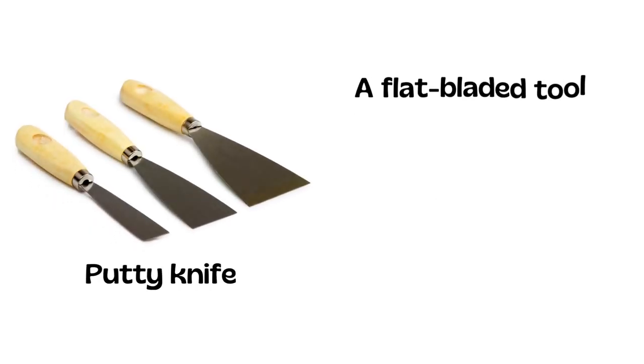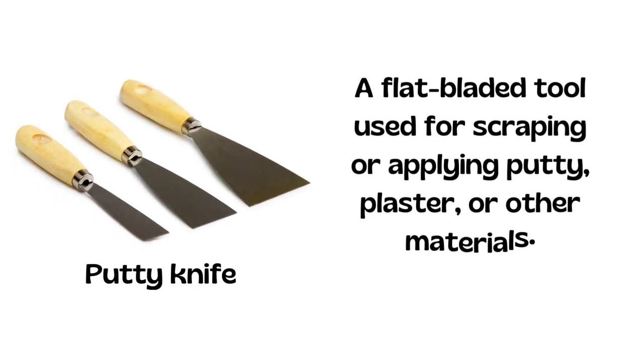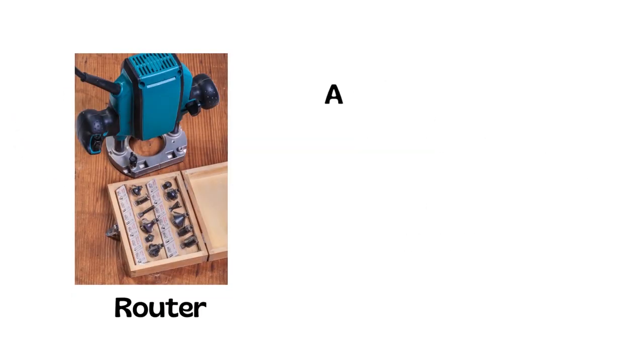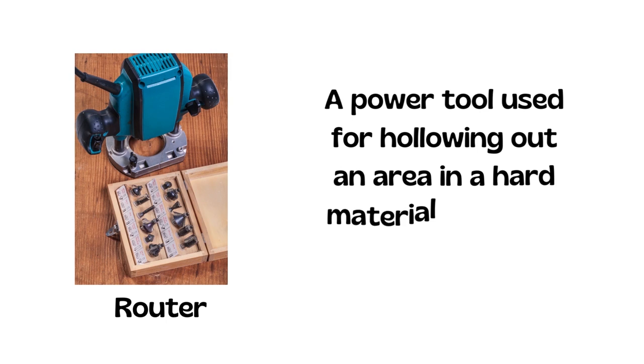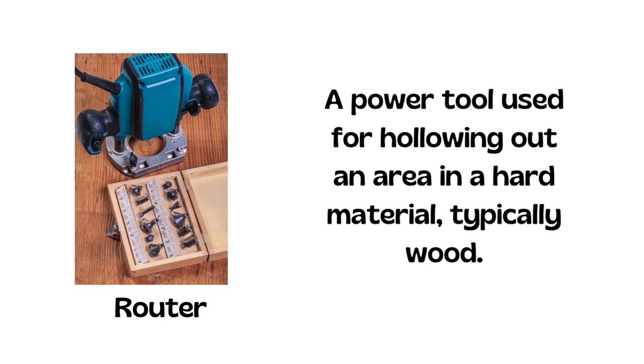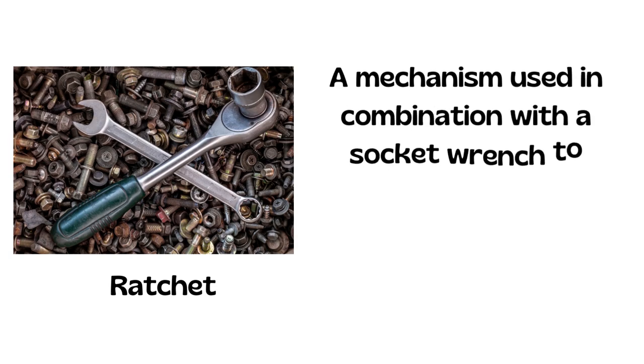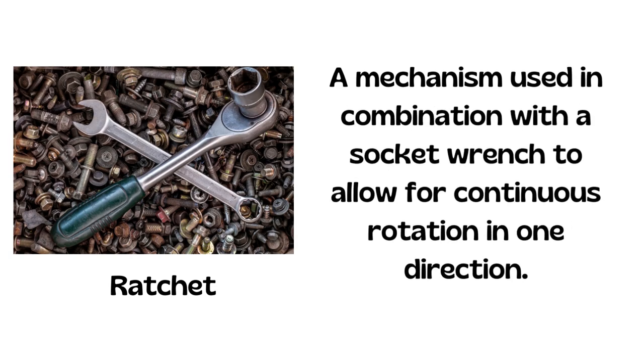Putty knife, a flat-bladed tool used for scraping or applying putty, plaster, or other materials. Router, a power tool used for hollowing out an area in a hard material, typically wood. Ratchet, a mechanism used in combination with a socket wrench to allow for continuous rotation in one direction.